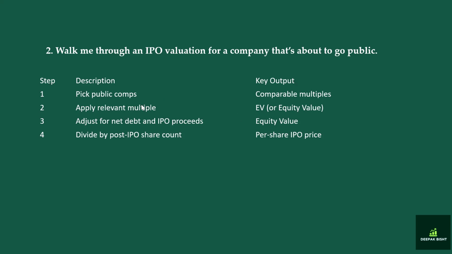And the second point here is apply relevant multiples. Next, we need to pick the valuation multiples that best describe how investors price companies in that sector. If it's a mature or profitable firm, we will use enterprise value to EBITDA or price to earnings. For high growth or unprofitable tech firms, we use enterprise value to revenue. So enterprise value or equity value, it depends.